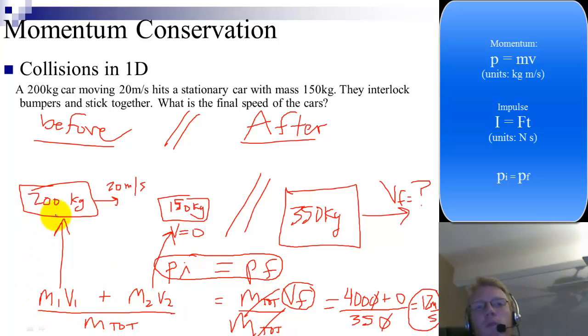What if you had six objects here? You'd have M1 V1 plus M2 V2 plus M3 V3 plus M4 V4 all the way up to six. There's no limit to how many objects you can have, but for each one, you have to figure out its momentum and put the total initial here, total final here, and go from there.